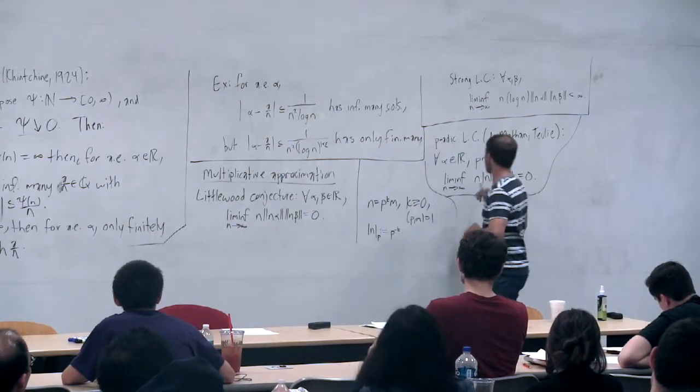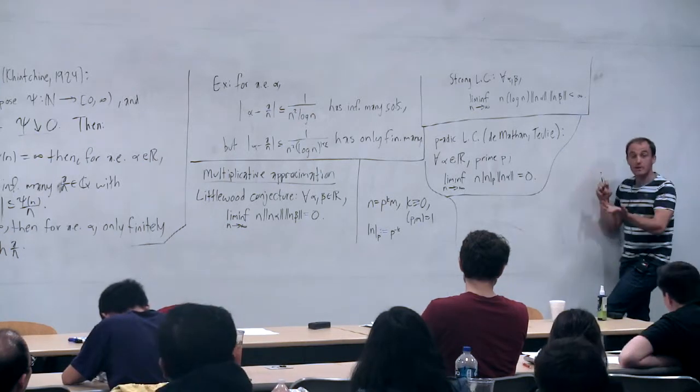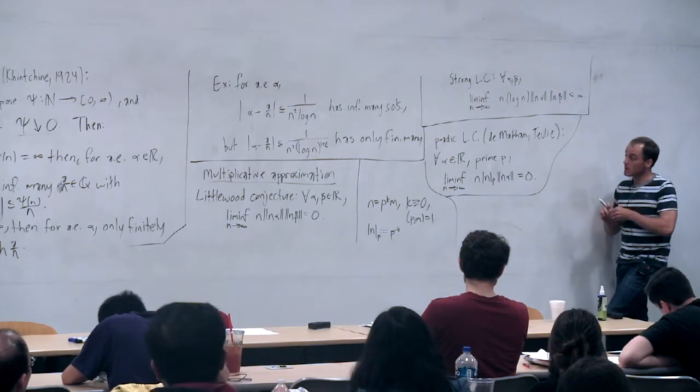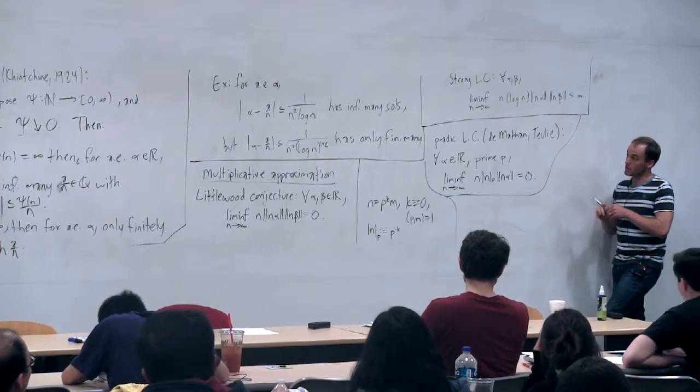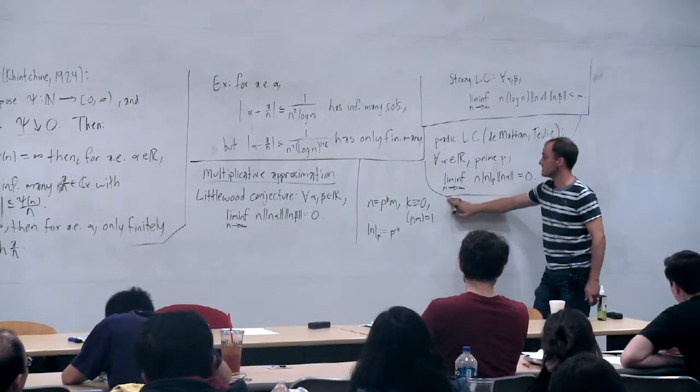In fact, nobody knows how to prove this conjecture either. I mean, we know how to prove that it's true for almost every alpha, in fact even with an extra log squared n in there. But to prove that it's true for every alpha, that's another open problem. And it's also received a lot of attention.